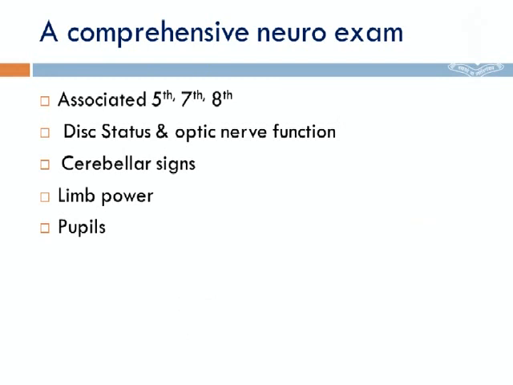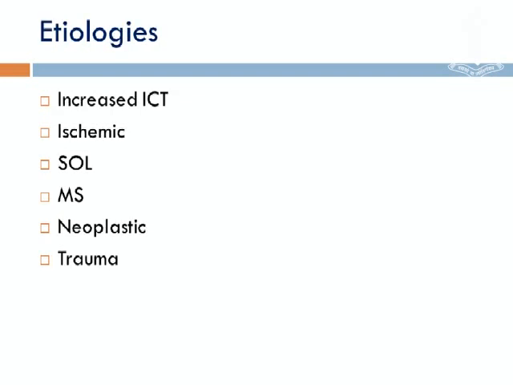Apart from that, you have to look for the 5th, 7th and 8th nerve, and check for the disc status, because the 6th nerve could be a false localizing sign for your papilledema, which could be secondary to a space occupying lesion, or it could be due to IIH. Then the cerebellar signs, limb power, and last but not the least, the pupils. The etiologies could be raised intracranial tension, ischemia, space occupying lesion, multiple sclerosis, neoplastic and trauma.